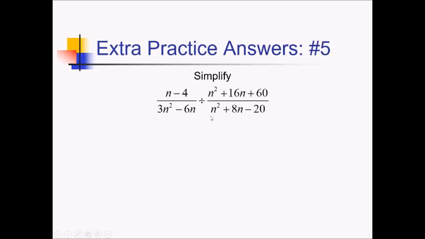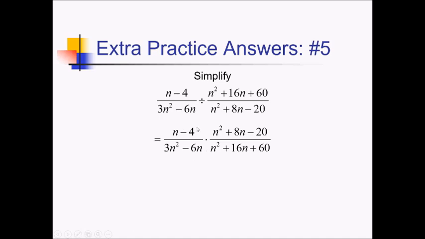In order to perform this division, I have to first turn it into multiplication by flipping that second fraction. So the first fraction stays the same, and we're multiplying by the reciprocal. So the n squared plus 8n minus 20 is now in the numerator, and that other stuff has come into the denominator. Before I actually multiply, I also want to factor and cancel out whatever I can, because otherwise this is going to be a mess.